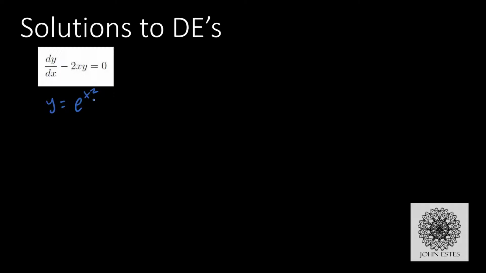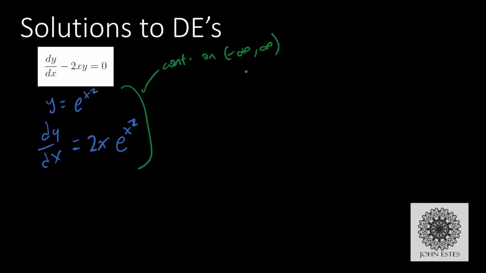Now remember, I just mentioned that you have to have an interval and you have to worry about continuity. So since this is first order, I need to consider the first derivative. Staying consistent with the notation that I have here, dy/dx would be the derivative of e to the x squared, which is e to the x squared times the derivative of the exponent, right? That's chain rule. So that'd be 2x, and we have 2x e to the x squared. Now, both of these are continuous on all real numbers, negative infinity to positive infinity, so I can let that be my interval.